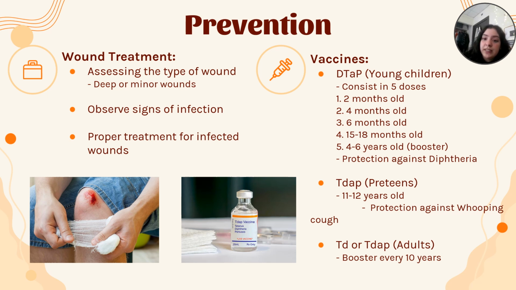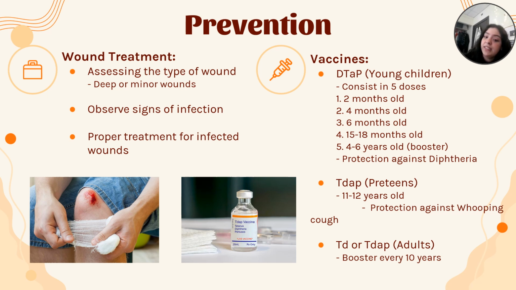So now going to the vaccines, there are three vaccines, and the first one is DTaP, which is given to young children, and it consists of 5 doses. The first dose is given to them when they are 2 months old, the second one when they're 4 months old, the third one when they're 6 months old, the fourth one when they're 15 through 18 months old, and the fifth one is actually considered a booster, so it's given to them when they are 4 through 6 years old. DTaP also works as protection against diphtheria.